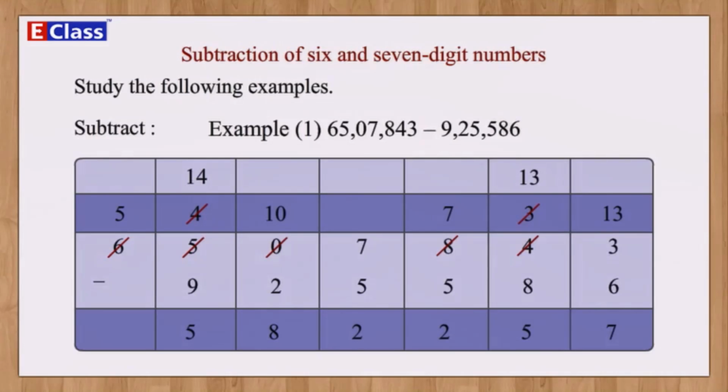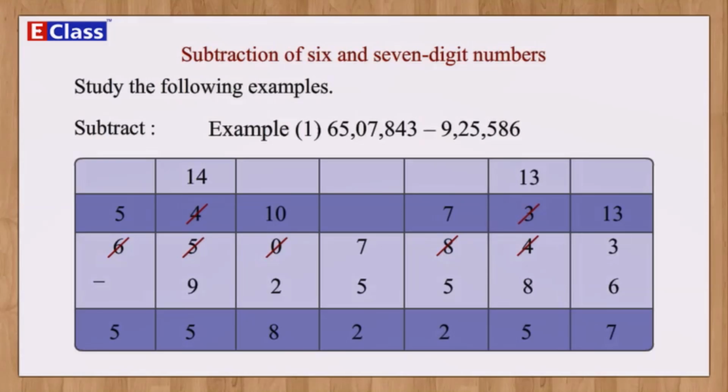Now we subtract the 10 lakhs place. We had borrowed 1 10 lakh from the 10 lakhs place for the lakhs place. Therefore, 5 10 lakhs has remained there out of 6 10 lakhs. Now, there isn't any other number to subtract from 5 10 lakh. Therefore, we write down 5 10 lakhs as it is. Therefore, the answer of the subtraction is 55 lakh 82,257.